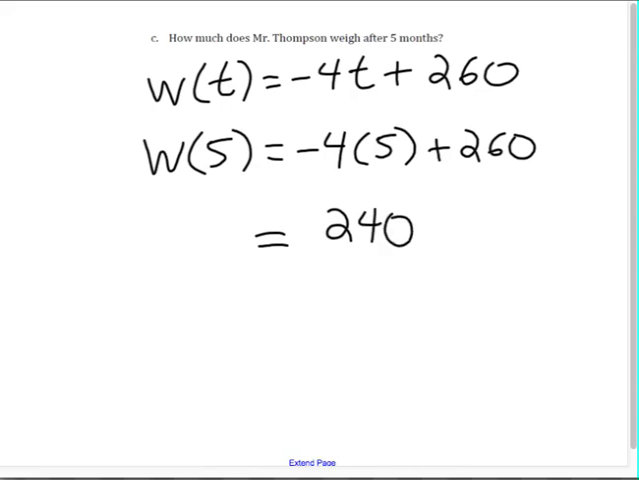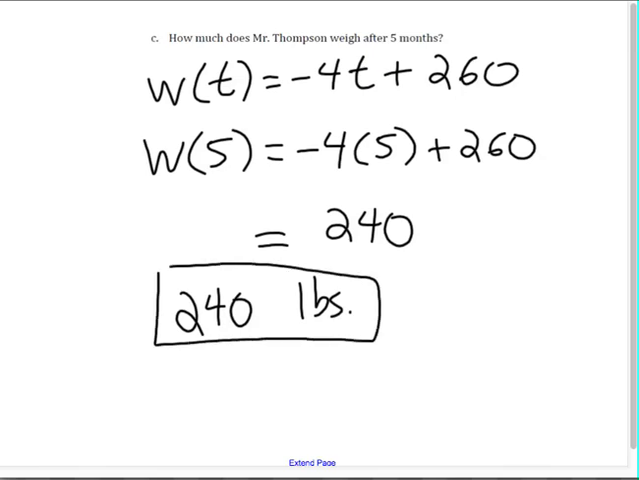Am I done? Once again, no! 240 pounds. And that's 240, and the curse of my zeros looking like sixes here. 240, 240. Okay, all right.